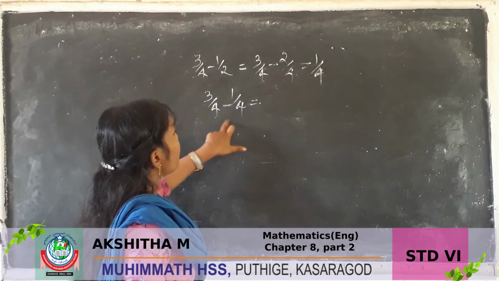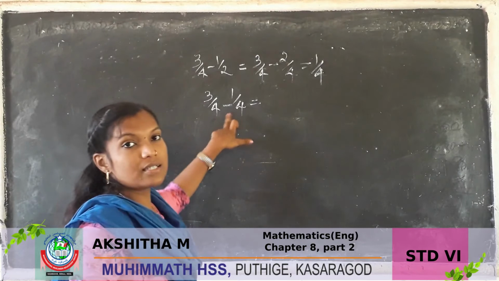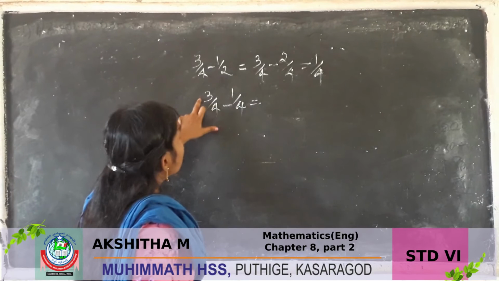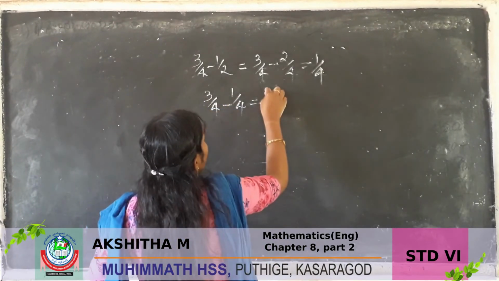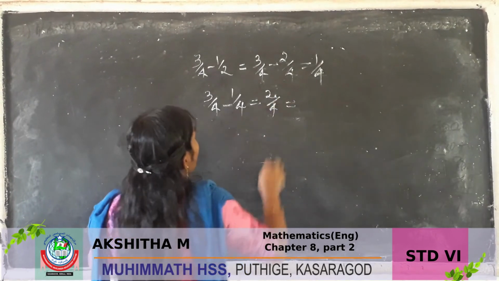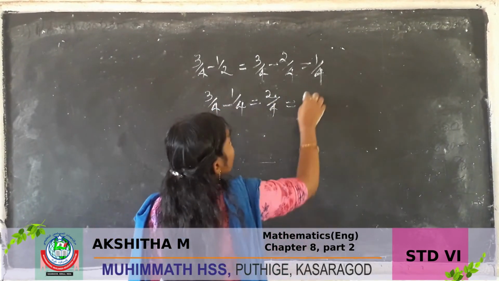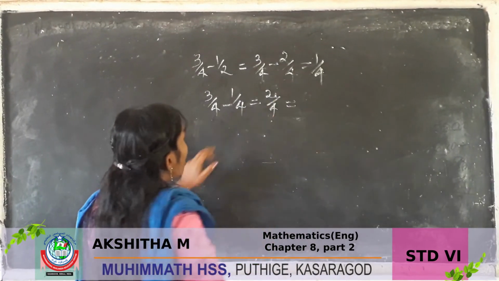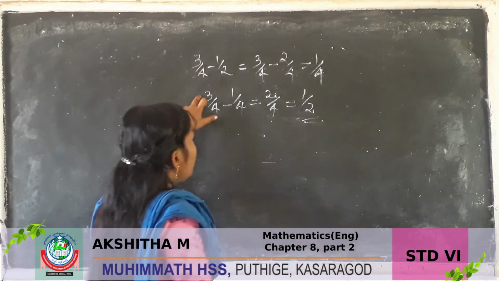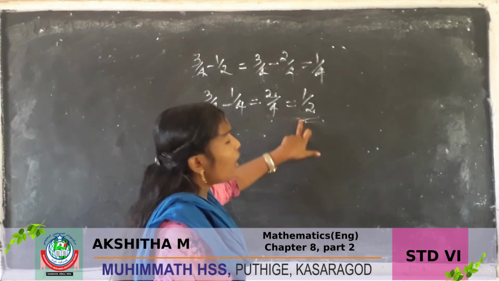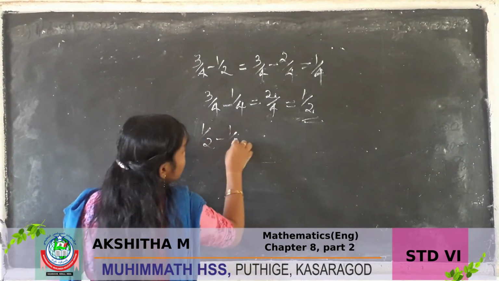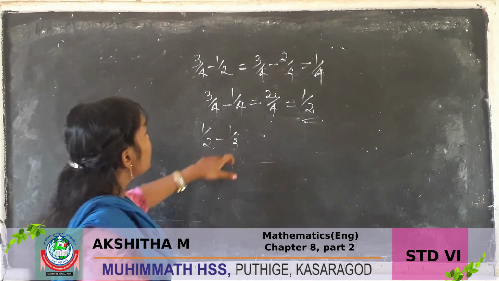3 by 4 minus 1 by 4. So here we can find out the answer. Here you can see same denominator. So we can subtract: 3 minus 1 is 2. This 4 we should write here. So 2 by 4. We got here 2 by 4. 2 by 4 means 1 by 2. So 3 by 4 minus 1 by 4 is half. Is it clear? How can we find out the answer of this? 1 by 2 minus 1 by 3.